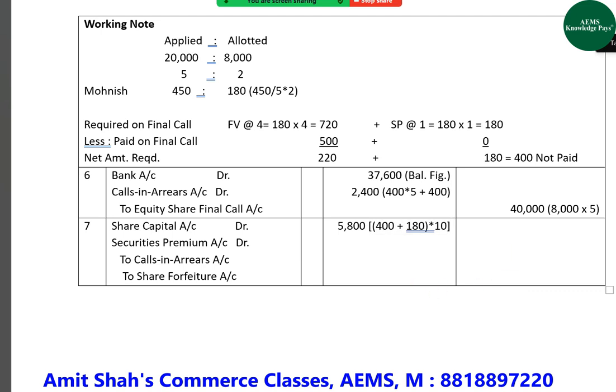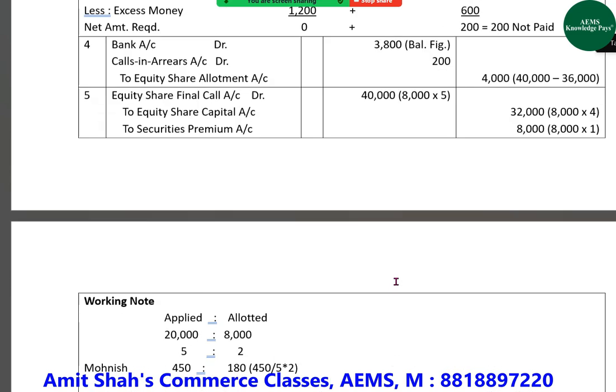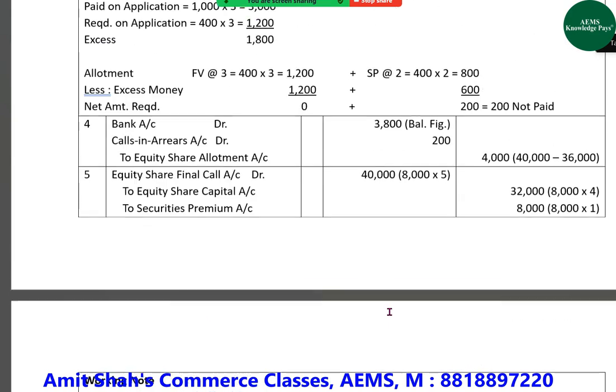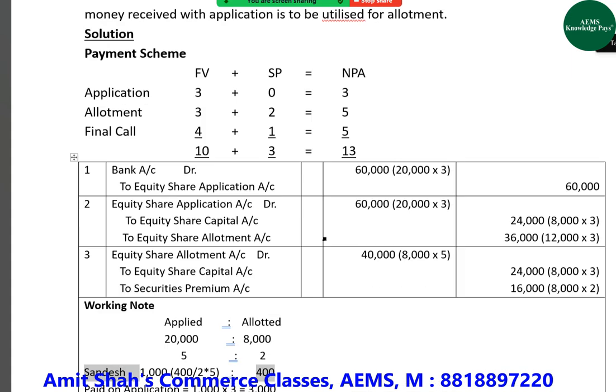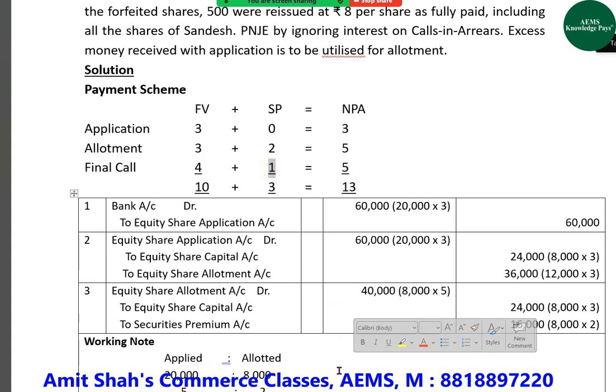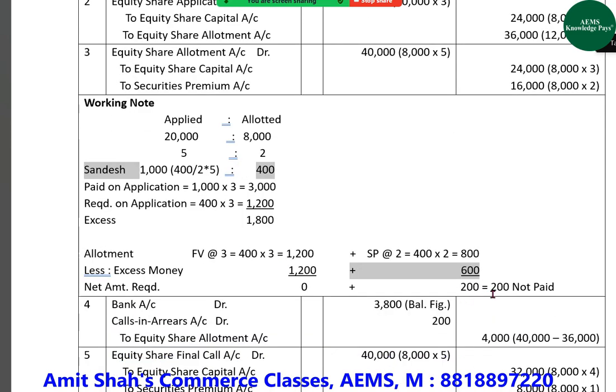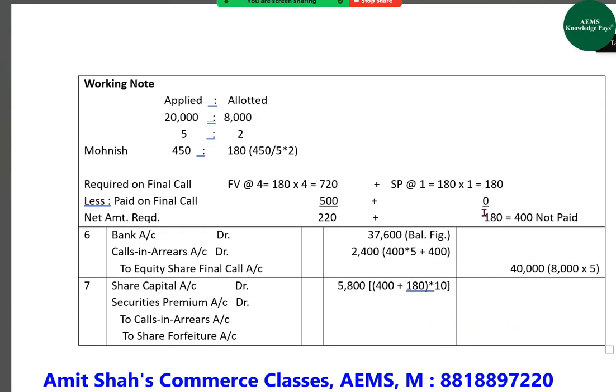Now, whatever we have called from these two shareholders, Sandesh and Monish, out of that, how much premium they have not paid will be debited to securities premium account. So Sandesh has not paid premium of 600 of allotment, right? And on 400 shares, rupee 1 of final call. So 400 plus 600, that is 1000 rupees Sandesh has not paid of premium. And Monish has not paid 180 of premium.